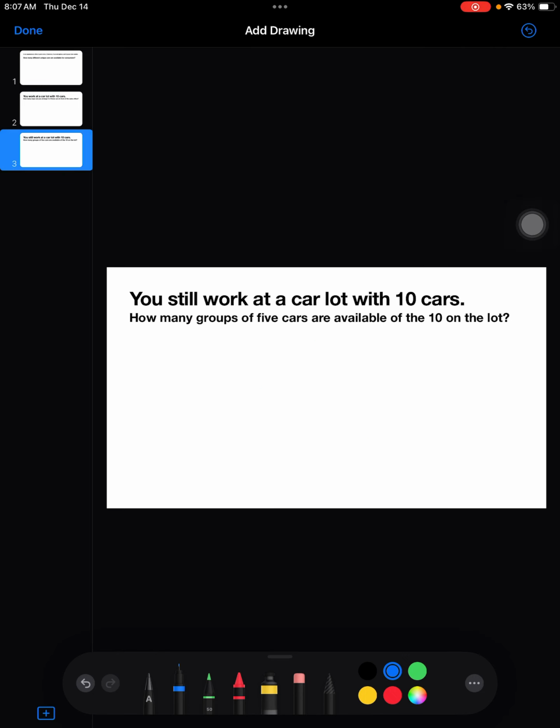Next question, you still work at a car lot with 10 cars. How many groups of 5 cars are available of the 10 on the lot? So in this case, we're just looking for groups. A lot of times the questions on the ACT will say there are this many people in a class, and maybe you have to choose some elected officials or some group from that class. And so in this case, here's a group, 1, 2, 3, 4, 5. And whether it's 1, 2, 3, 4, 5, or 5, 4, 3, 2, 1, or 1, 3, 2, 4, 5, or 1, 4, 2, 3, 5, those are still the same group, right? We're still choosing just these 5.